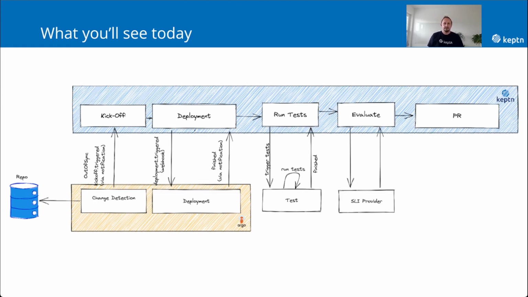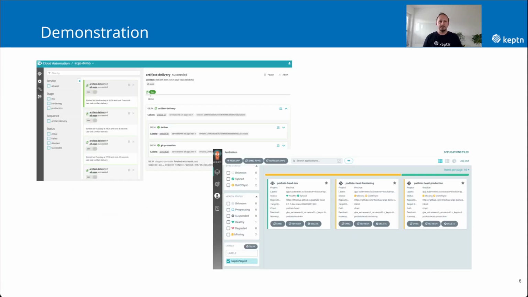Afterwards, Keptn will deploy exactly what's happening in the repository, and Argo will apply this. Last but not least, Argo will notify Keptn about the state and that it has finished its work. Afterwards, Keptn will proceed with running tests, doing evaluations and doing the promotion step. I think we talked enough, so let's proceed to the demonstration.